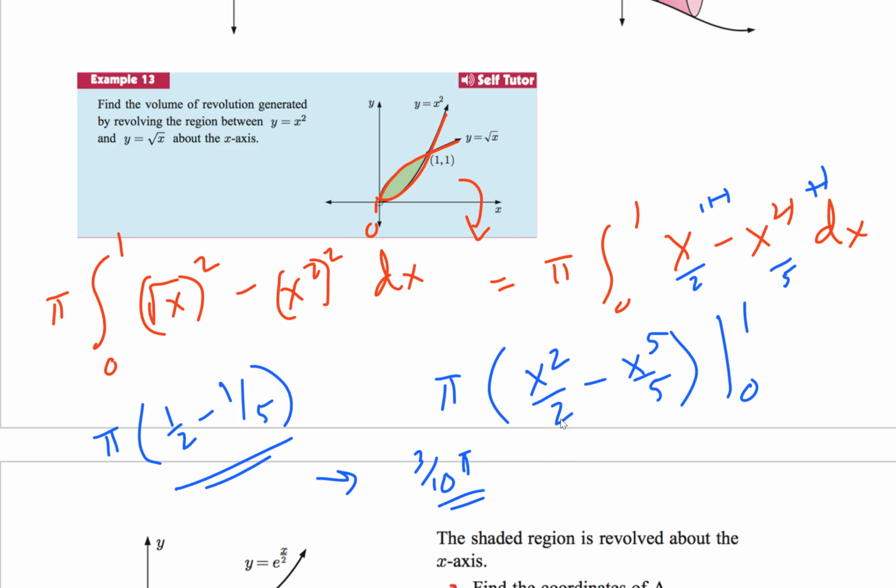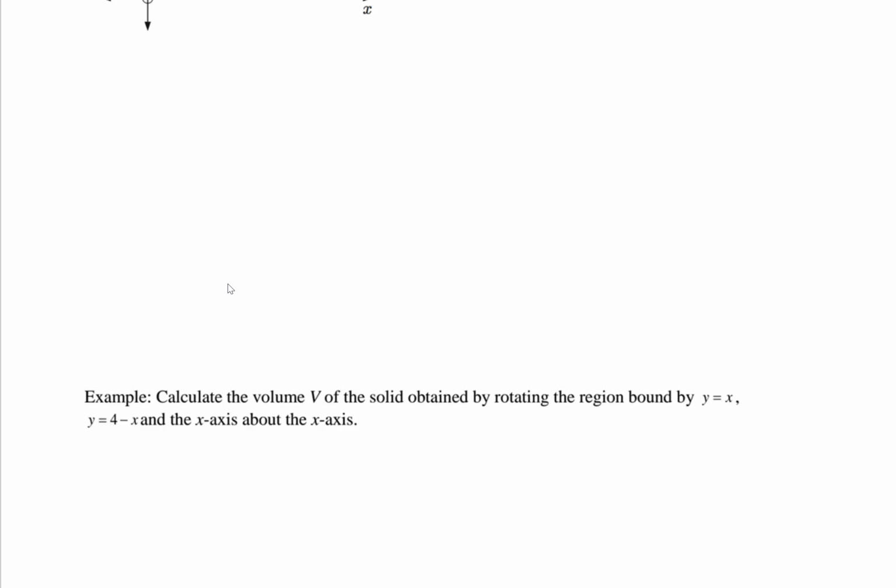Right, but I care more about the idea. The rest of it's just arithmetic, right? The idea is top minus bottom, just like you do area. Top equation minus bottom equation, but then apply the volume idea to it. Square it and then times it by pi. So let's do one more or two more.